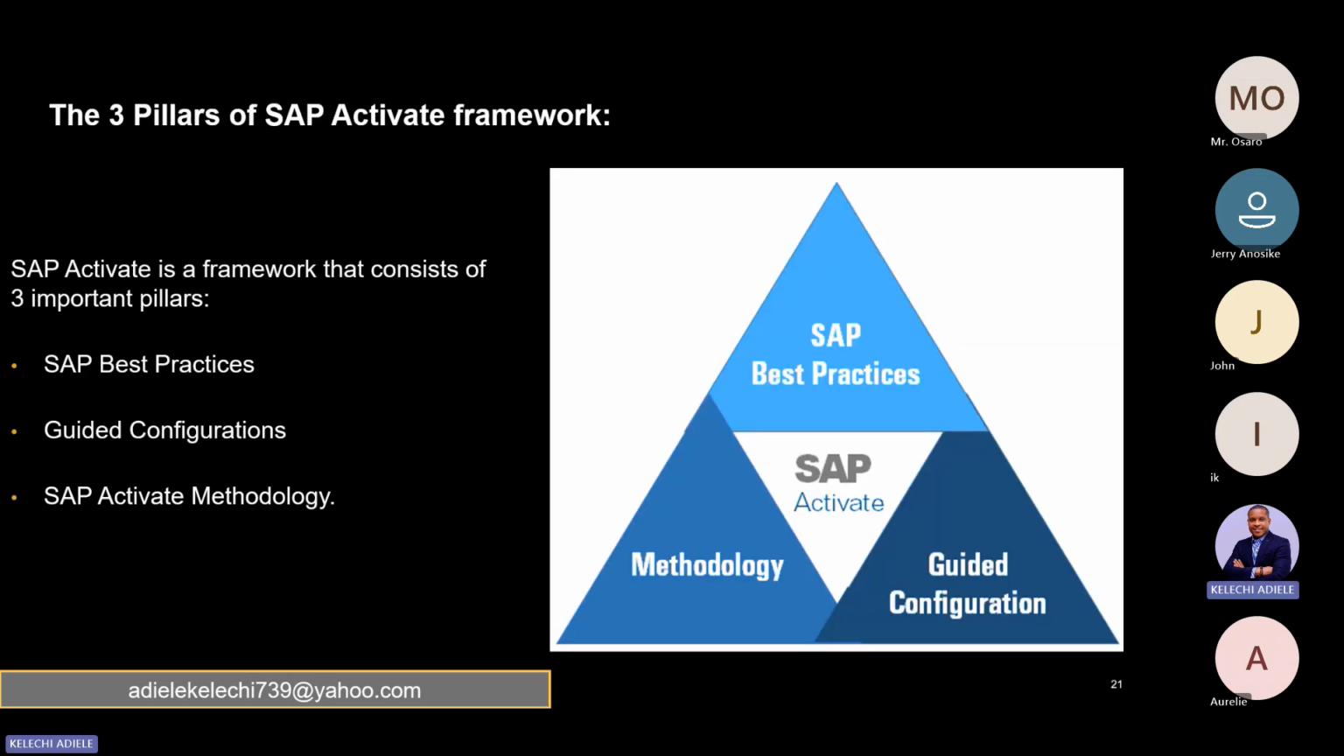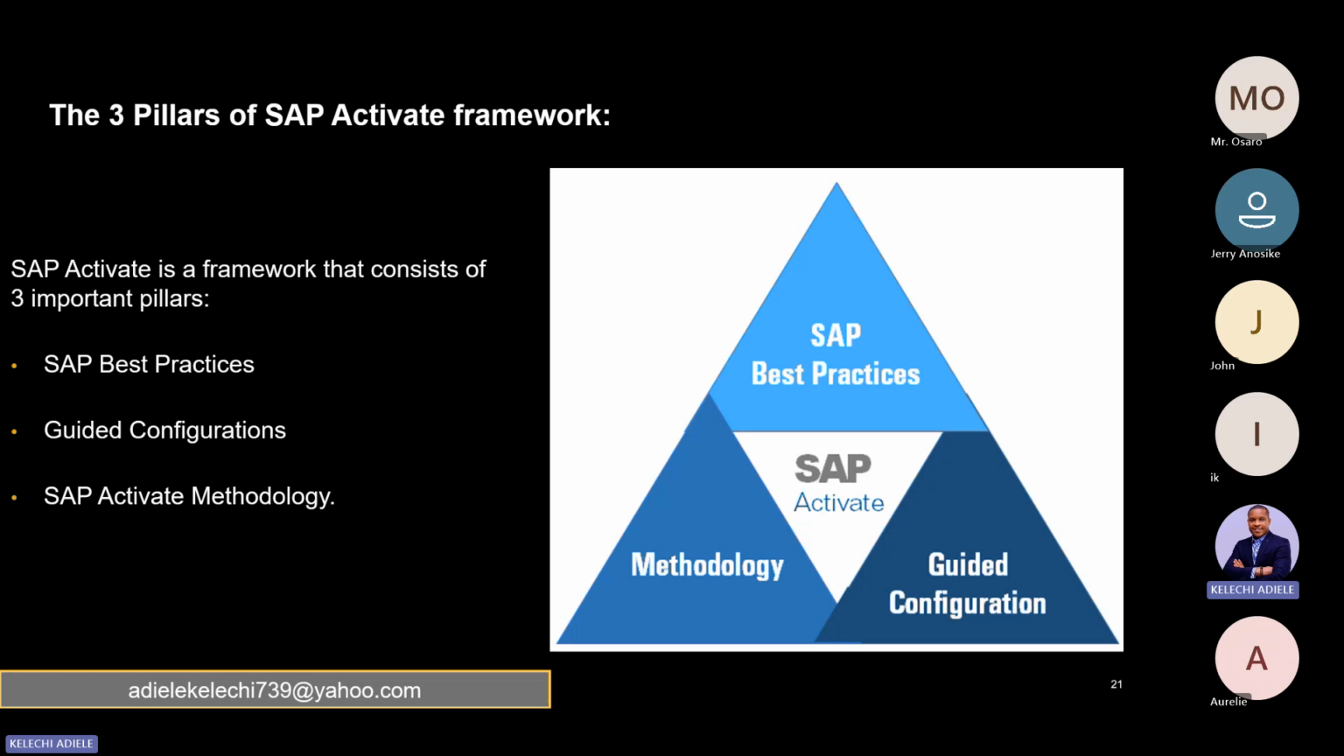So we have the three pillars of the Activate methodology. We have best practice, guided configuration, and of course, the Activate methodology. These are what we call the three pillars of our project management framework in SAP S/4HANA. You need to note that down also. So it is with these pillars.